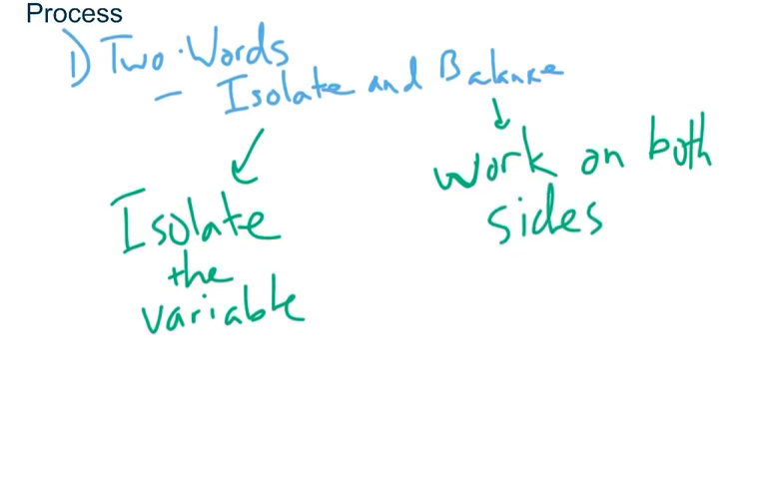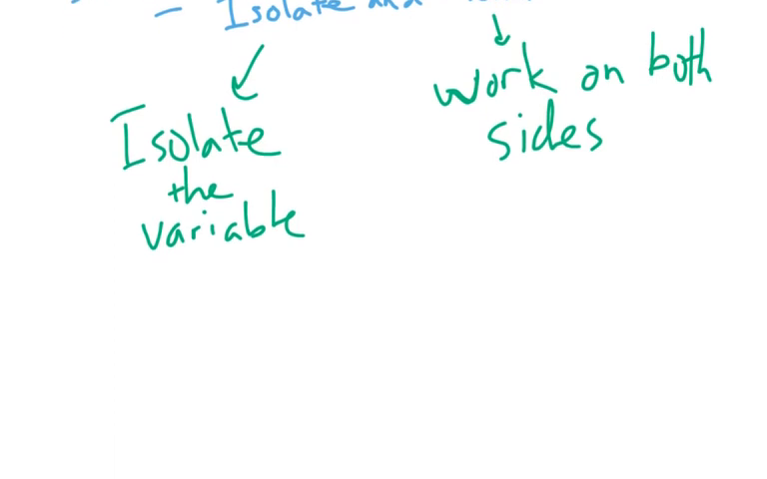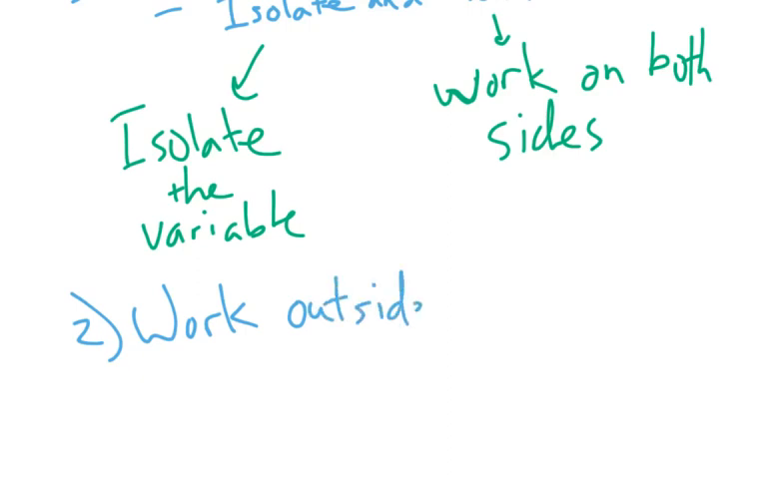Cool. Now, let's talk about something else that we have to do. And the second thing is work outside in. Okay? And when we go through some examples, I think you'll see what that means. But we're going to want to work outside in as we work on isolating and balancing. So now let's take a look at some examples.